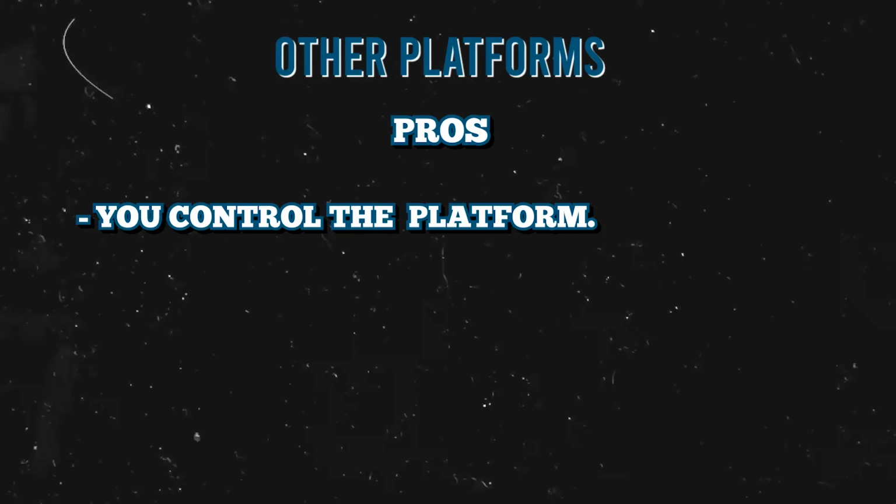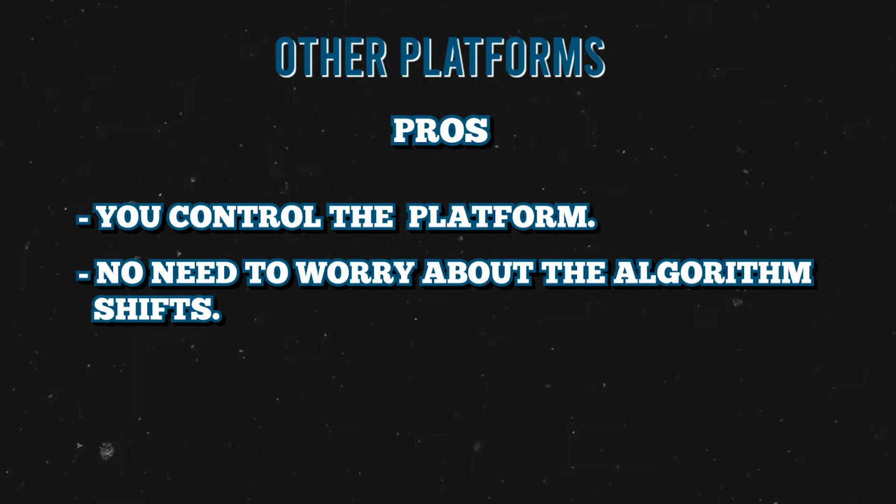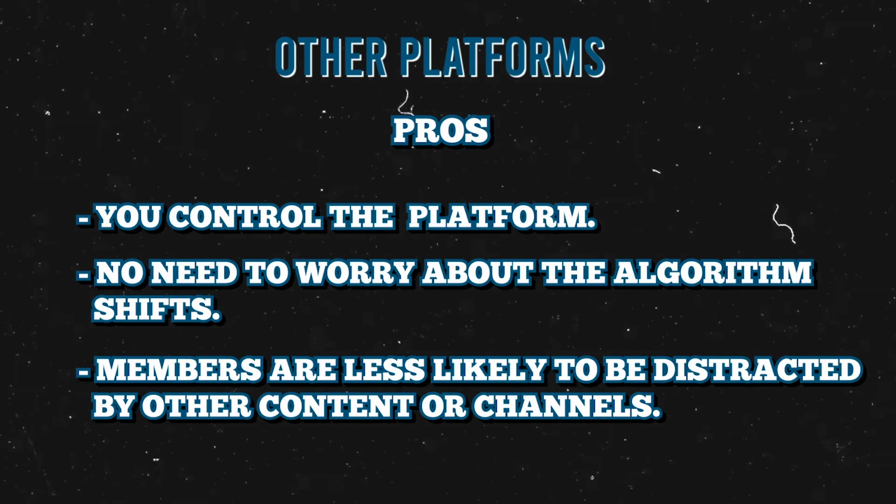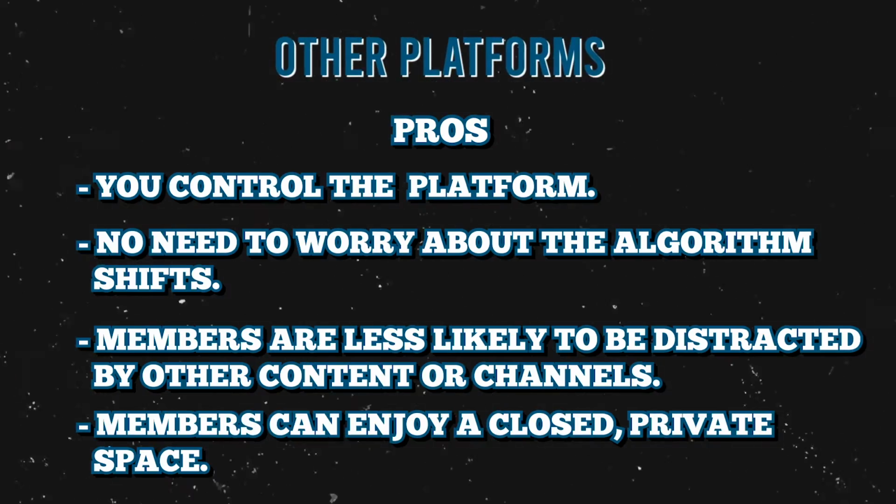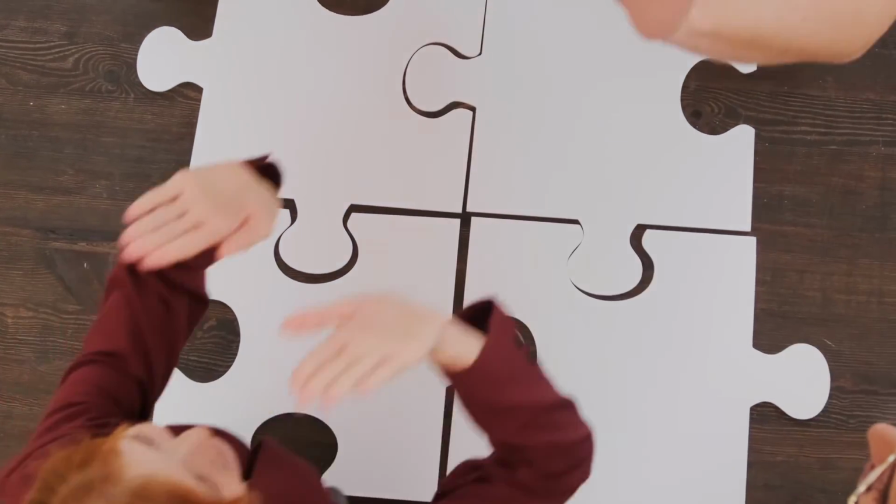Now talking about other community platforms, let's understand the pros of it. Pro number 1 is you control the platform. Pro number 2 is you don't need to worry about the algorithm shift just like social media. Number 3 is there are way fewer distractions for your community members to get distracted out from your channel or your platform. Number 4 is your community members can enjoy that private space that you have created for them. So there are so many pros.